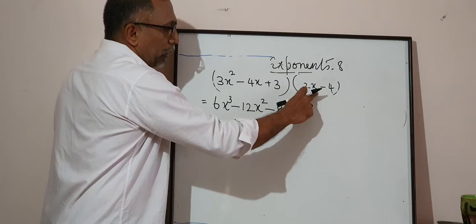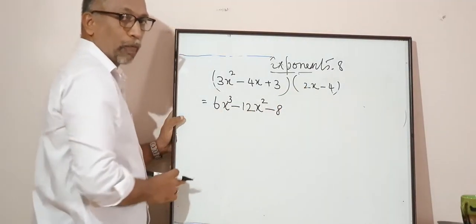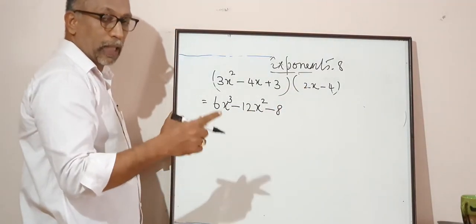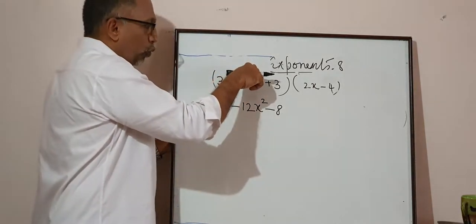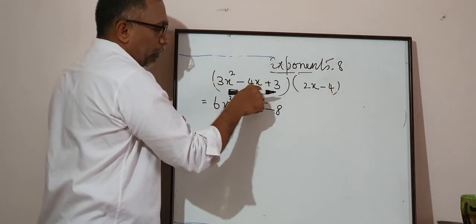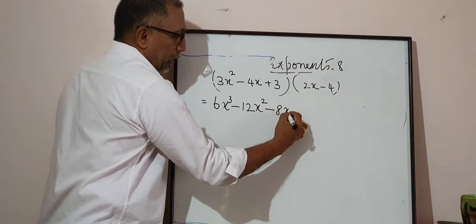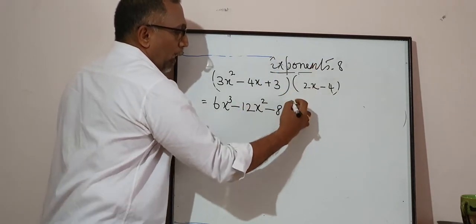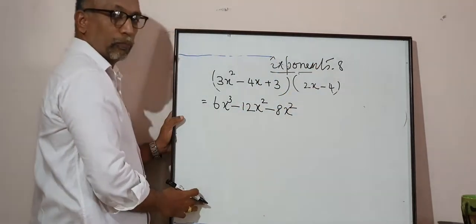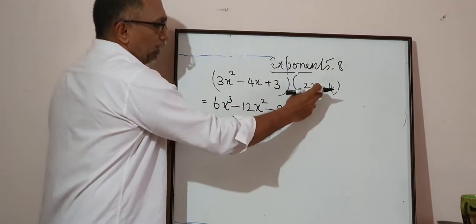X times x. So, laws of exponents. X raised to 1 times x raised to 1 means x raised to 1 plus 1, which is x squared. So this multiplication is over.